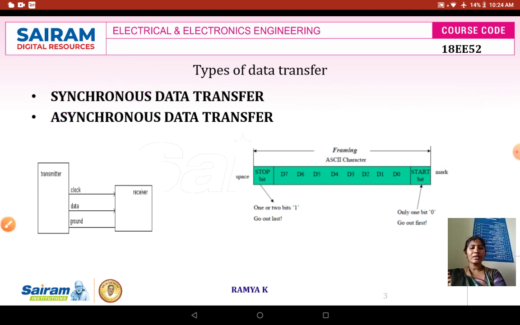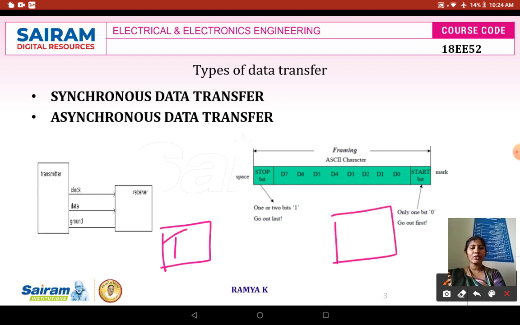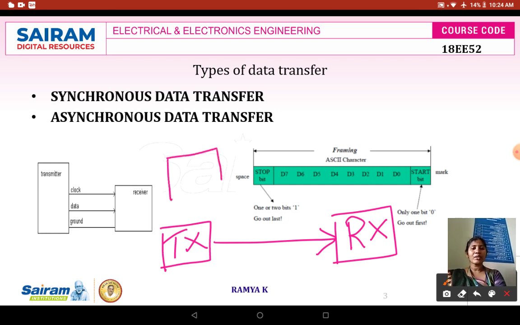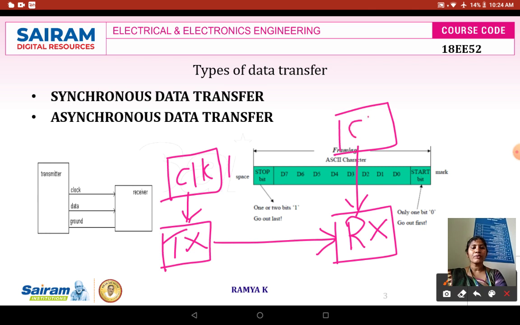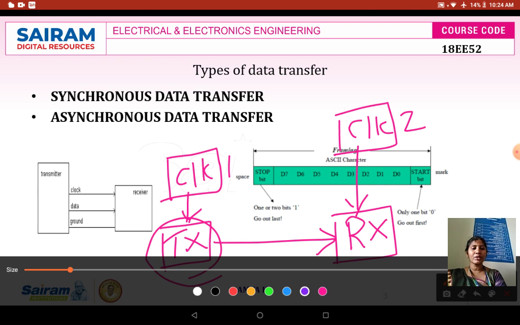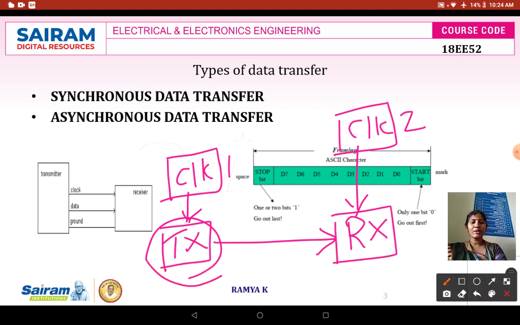Whereas in case of your asynchronous data transfer, you have a transmitter, represented with TX, and a receiver, represented with RX. While you are transferring the data from the transmitting end to the receiving end, if your transmitter and receiver are operating at different clock pulses, you consider this as your clock 1 and this as your clock 2. So when your transmitter and receiver transmit the data at different clock frequencies, then it is called your asynchronous data transfer.